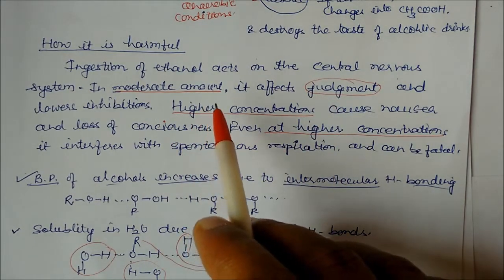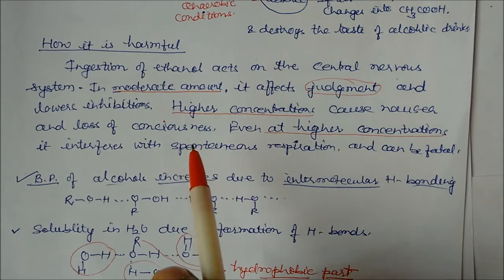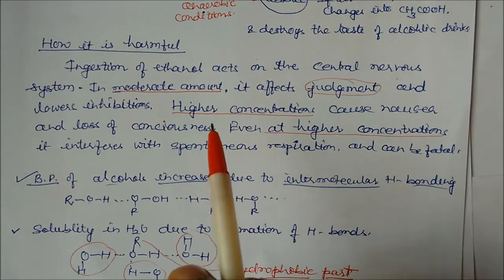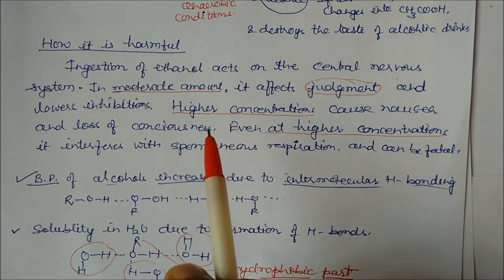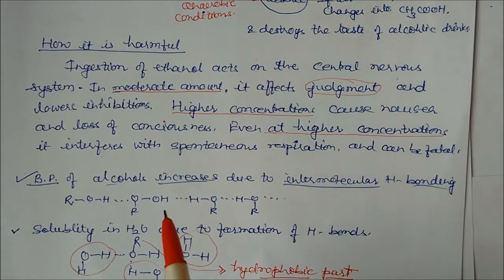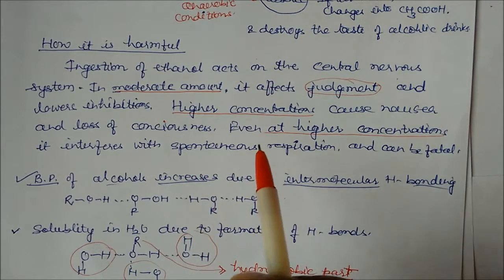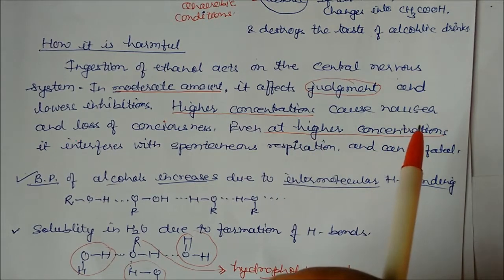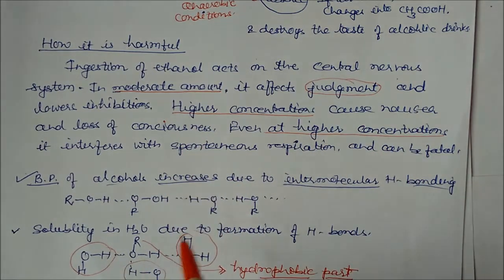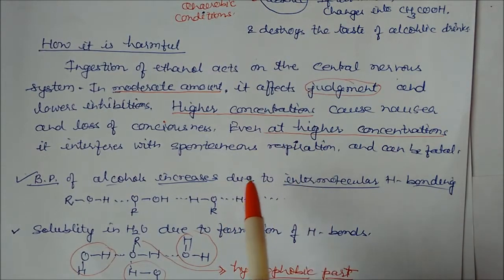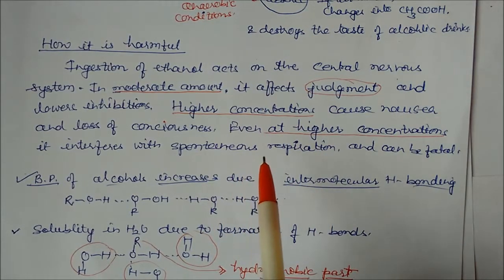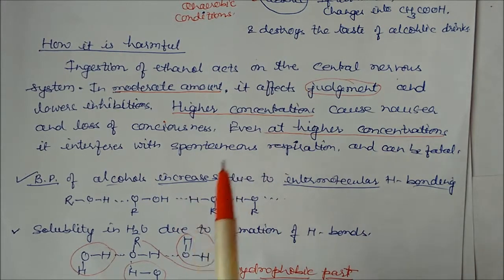In moderate amounts, it will affect judgment and lower inhibition. Whatever response our brain needs to give is delayed. If you take alcohol, the judgment process is delayed, and we cannot give proper judgment in time. If you take a higher concentration of alcohol, it will cause nausea and loss of consciousness, and we fall down. If you take an even higher concentration, it will interfere with spontaneous respiration and can be fatal. Death can occur. Anyway, alcohol is not good for our health. We have to take it for medical purposes, not as a regular liquor like water.